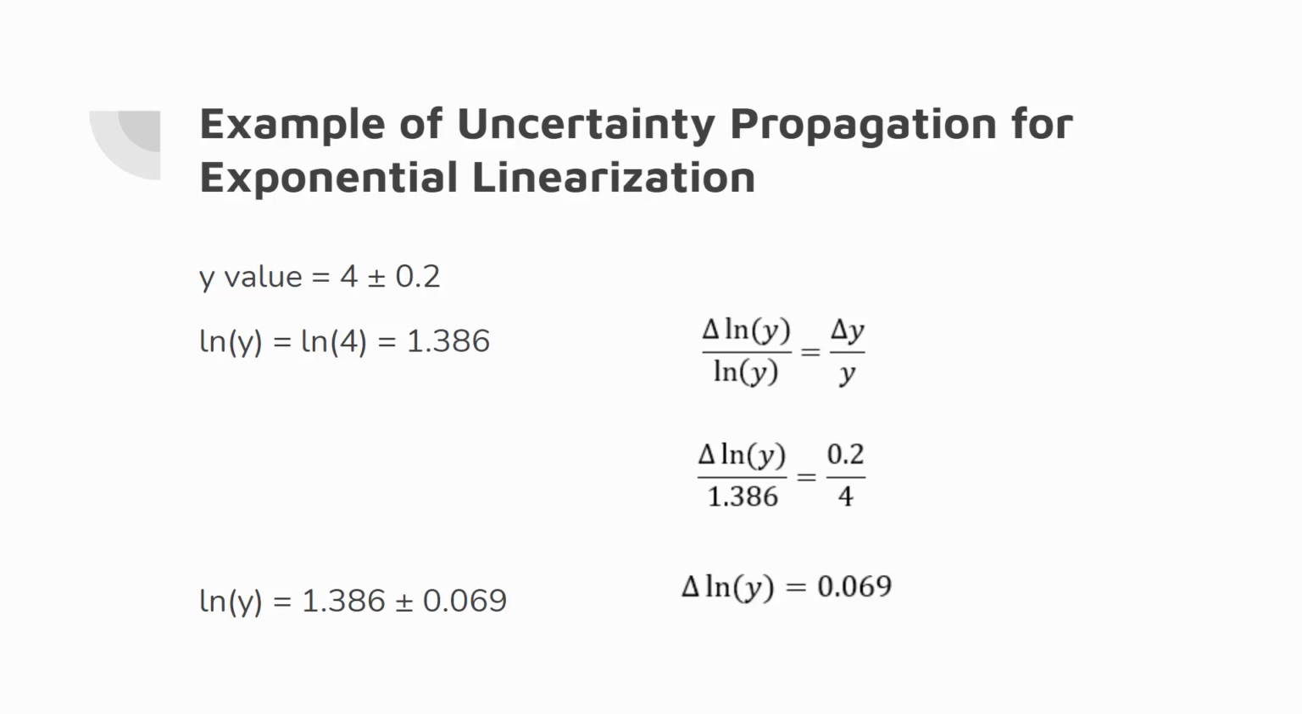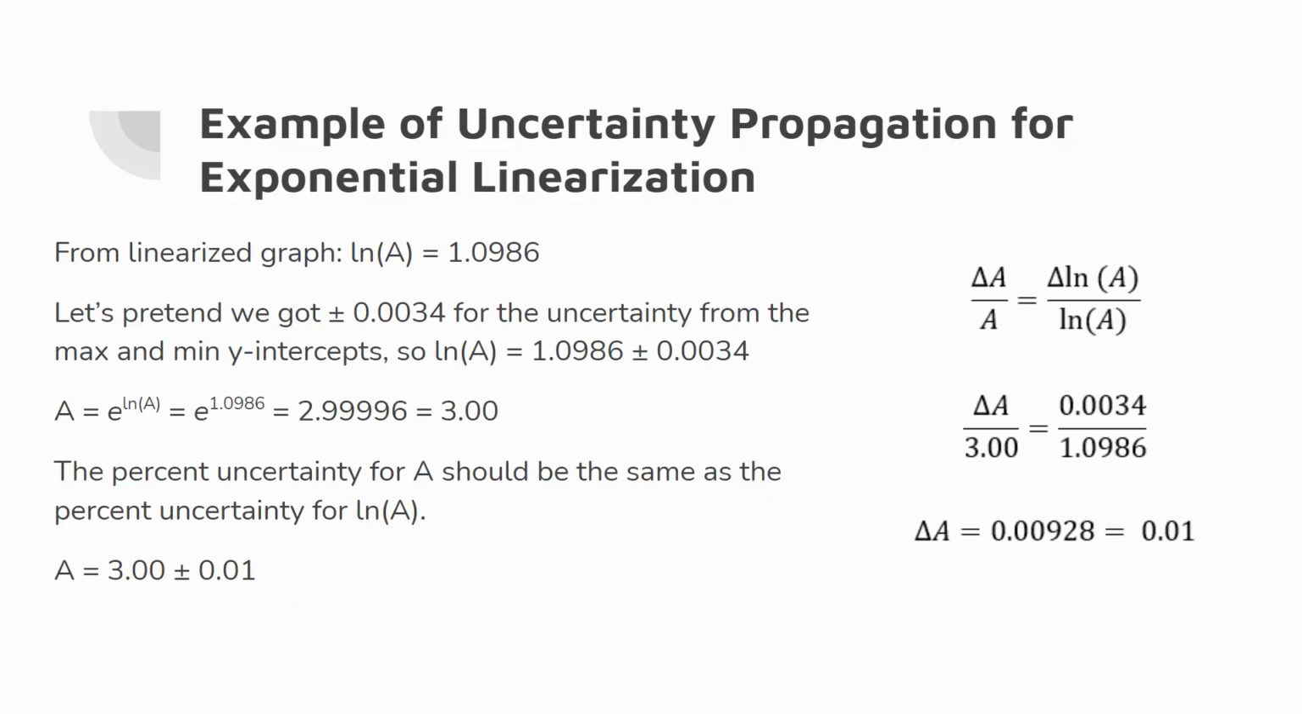Unfortunately, unless you really, really like doing uncertainty propagation, we also have to do something just like this at the end, because at the end we get a y-intercept that is the natural log of a, but what we really want is a. And so we're going to follow the same process.